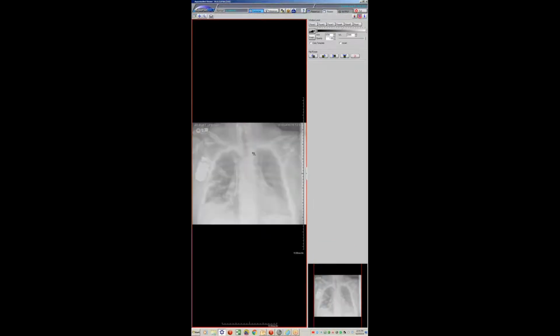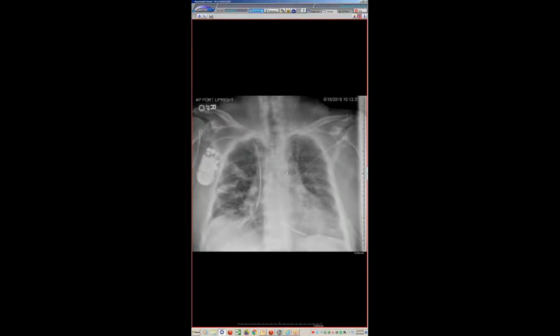So that's case 1. Case 2, I don't remember what this is. Let's see what the chest x-ray shows. Oh, this is a nice case, only because that's a pretty case. I hadn't seen this in many years, at least not an example this nice.